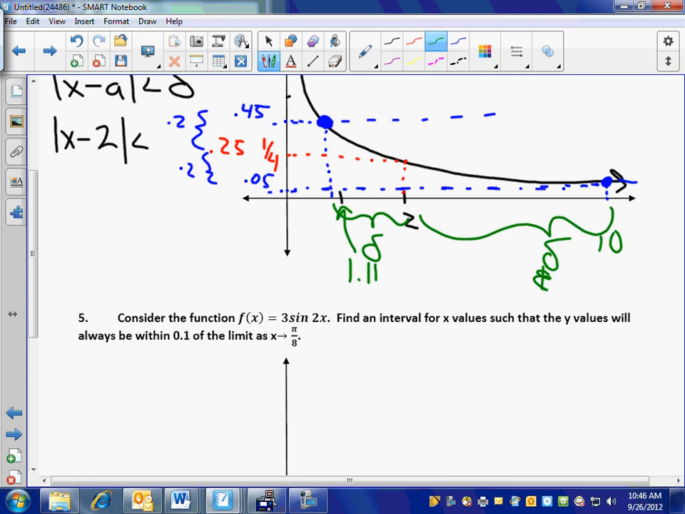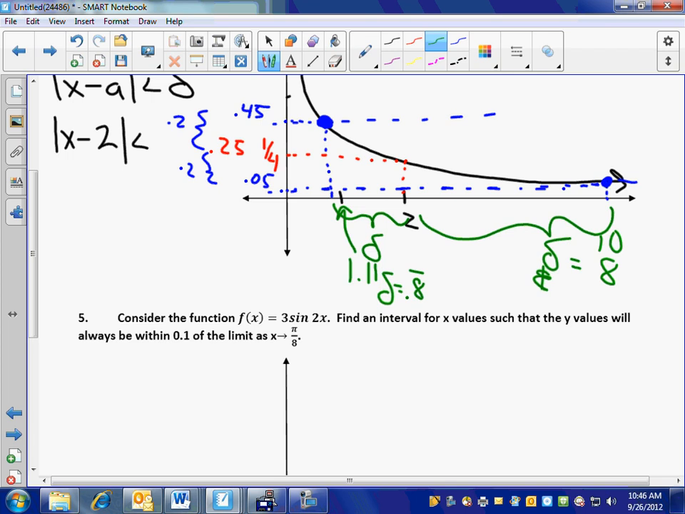Delta represents the distance from 2. What is the distance from 2? 0.8 repeating. Because you take 2 minus 1.11111111. 2 minus 1.11111 gives me 0.8 repeating. Now, what is the distance from 10 to 2? 8. So I have to take the larger.